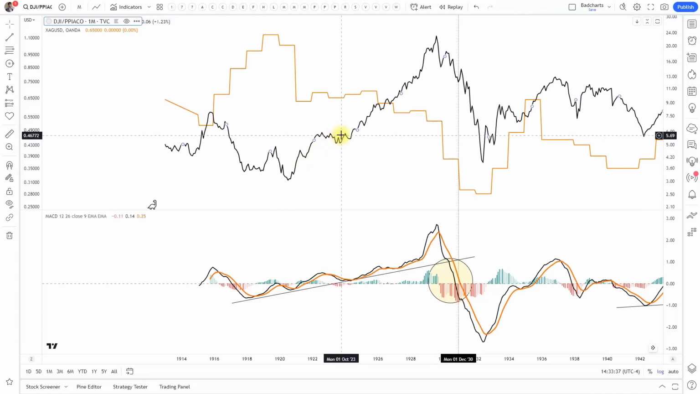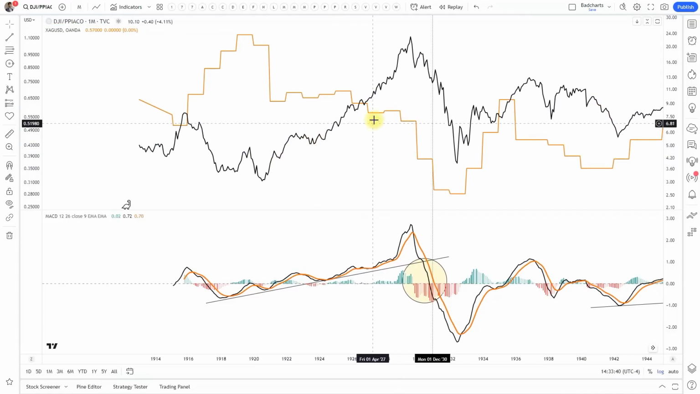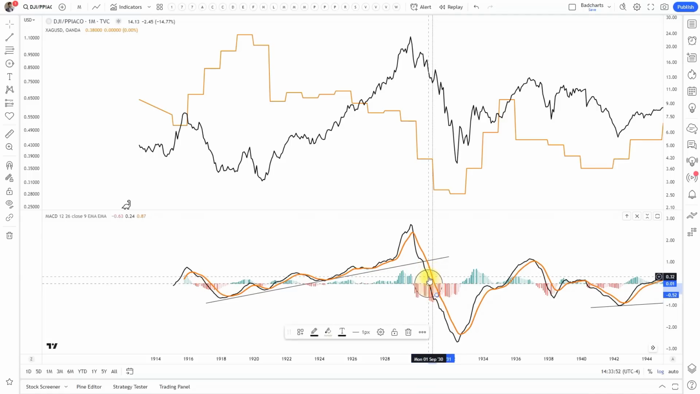Trending upwards, we have the PPI underperforming Dow Jones all the way up to the 1929 top. Sharp fall down. 1, 2, 3, valid trend line break. But I'll bring your attention here. Look at the zero line. Look at the wires, the MACD wires. Once they cross the zero line, the dynamic has changed.